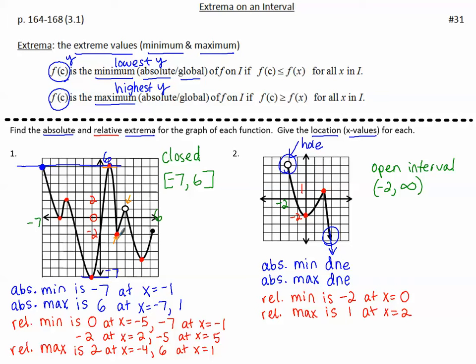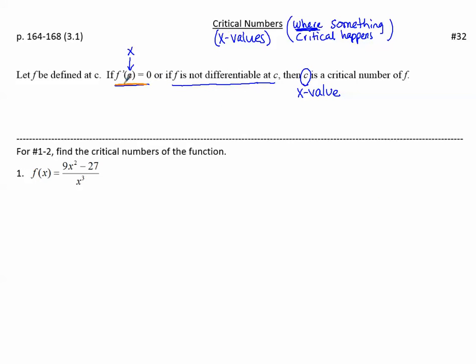derivative does not exist. So that's why we can find the critical numbers by saying the derivative equals 0, because the slope equals 0 at maximums and minimums, or f is not differentiable at c. F prime of c does not exist. So without having to look at a graph, we can find where something critical is happening, aka the critical numbers, by finding where the derivative is 0 or does not exist.